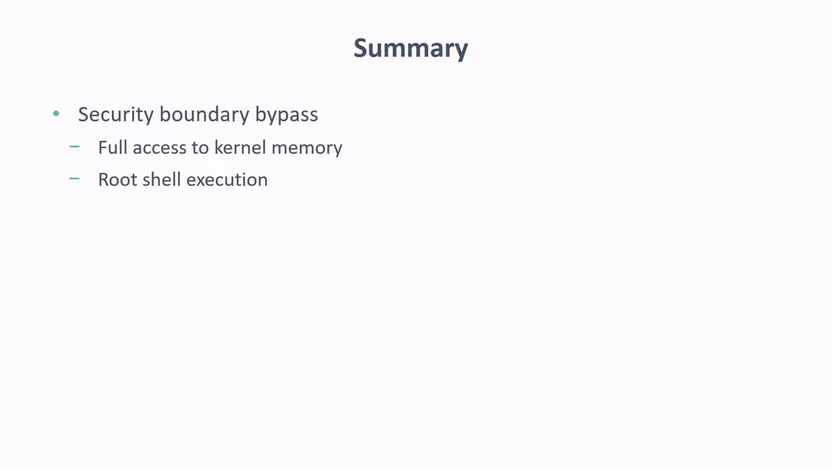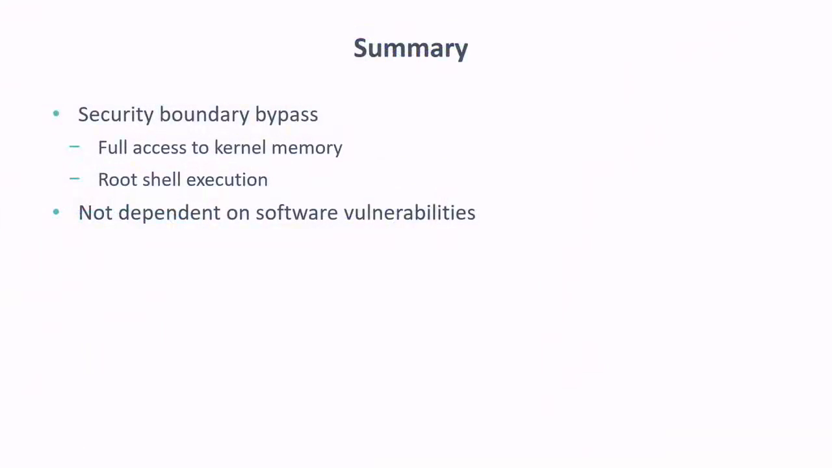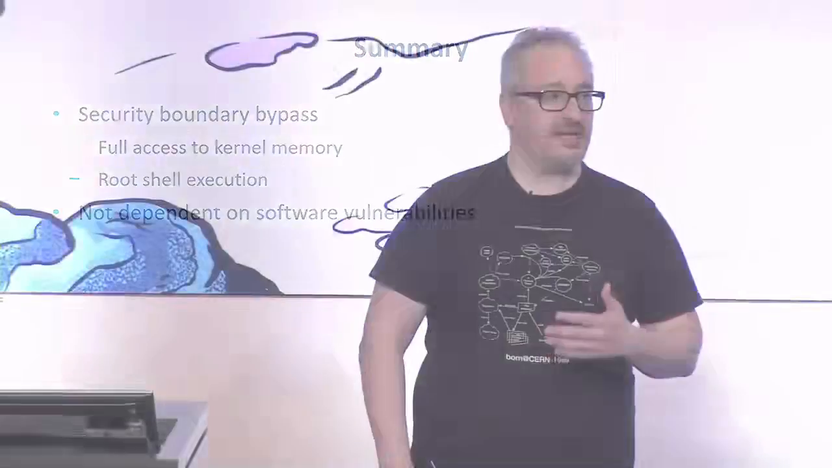So basically, the summary here is that we have a security boundary bypass. You have a user space application which is able to perform actions at the kernel privilege level, which means we get both full access to kernel memory and also execution of a root shell. This is not dependent on software vulnerabilities. It will work at any point in time, regardless of existing vulnerabilities in the software, because, as Nick was explaining, the vulnerability lies in the hardware.